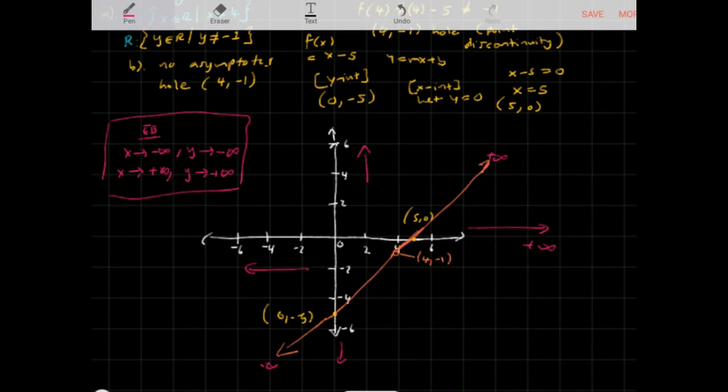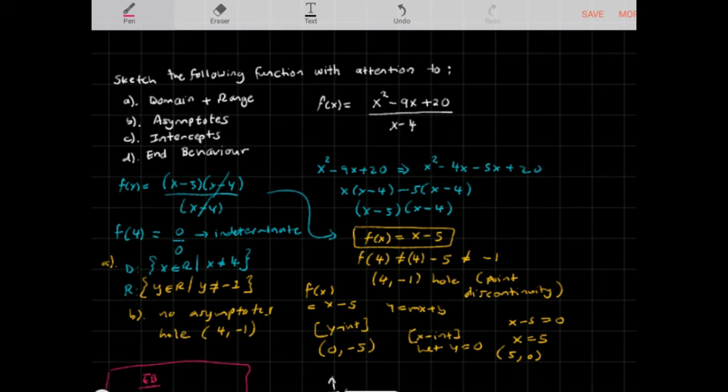It's relatively straightforward in terms of a rational function and sketching it if you can see the presence of the hole. So make sure if there is a quadratic trinomial, that you factor first and then analyze.